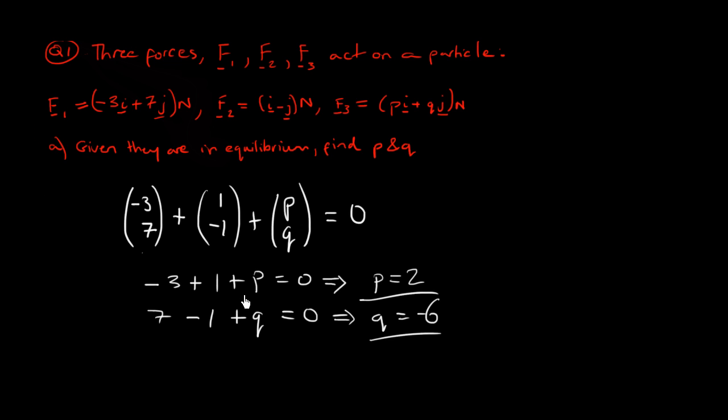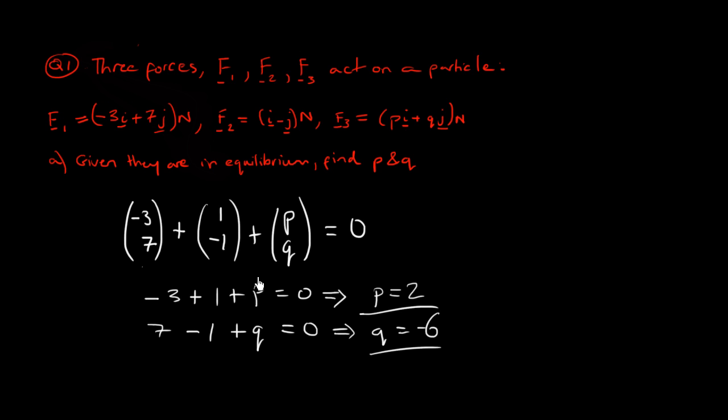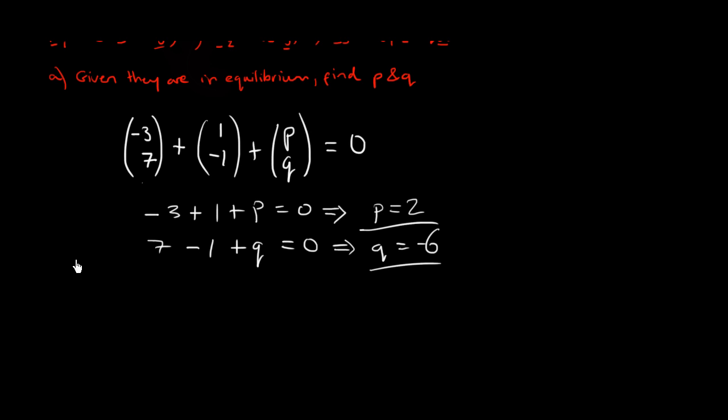You can follow that argument for every time you get that statement that three vectors are in equilibrium. You can add them and they must give 0. The second part of the question says the resultant of summing F1 and F2 is equal to a vector R. It just says it in words, but I'm translating it into maths as I'm reading. The sum of those two vectors gives you a resultant R, and they ask us for the magnitude of R.